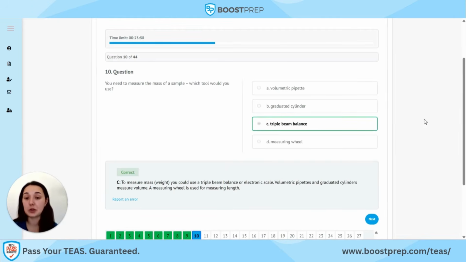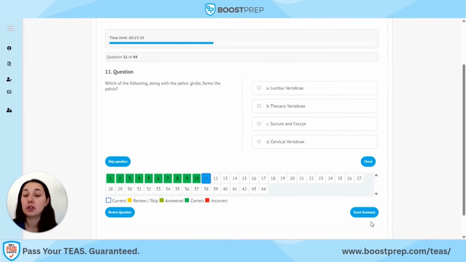The answer is C. Triple beam balance. To measure the mass, which is a weight, you use either a triple beam balance or electronic scale. Volumetric pipettes and graduated cylinders measure volume, and a measuring wheel is used to measure length. So a triple beam balance is used to measure the mass or the weight.